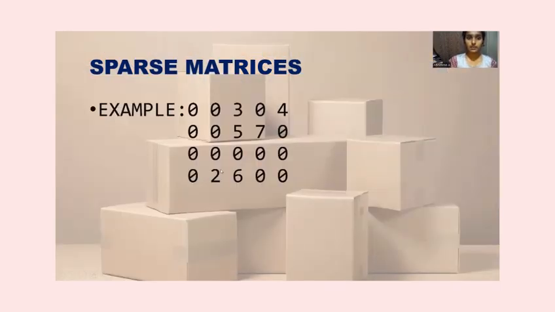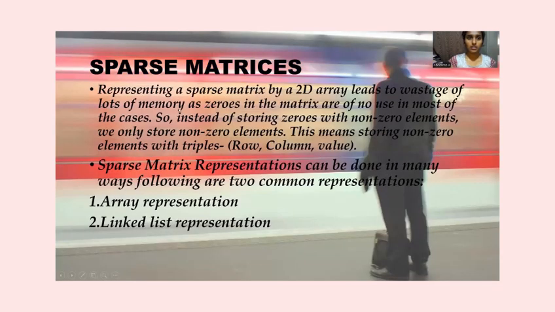So this is the example for a sparse matrix. Representing a sparse matrix by a 2D array leads to wastage of lots of memory, as zeros in the matrix are of no use in most of the cases. So instead of storing zeros with non-zero elements, we only store non-zero elements. This means storing non-zero elements with triples: row, column, and value.